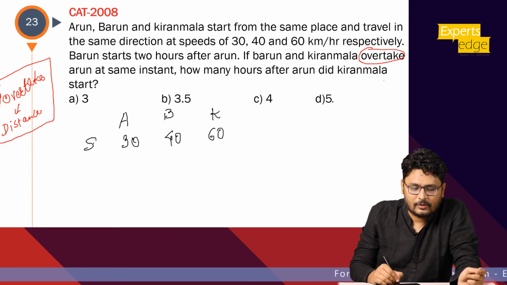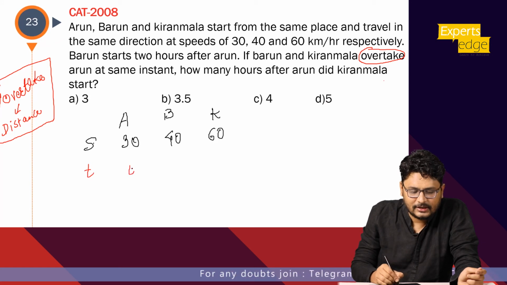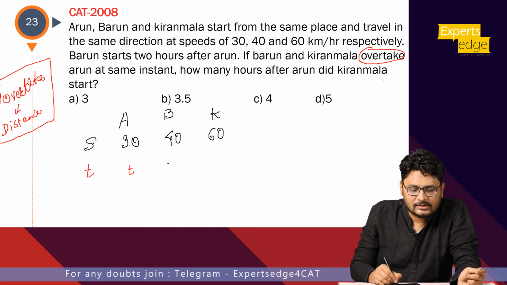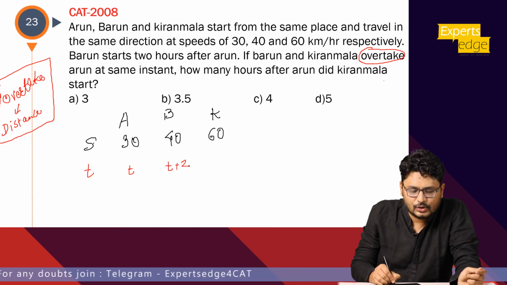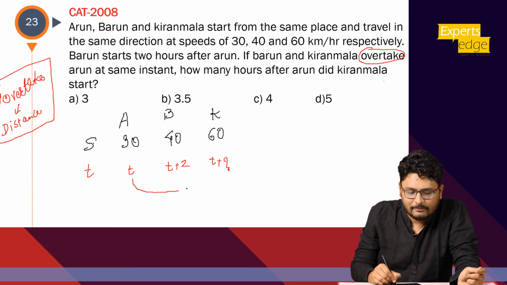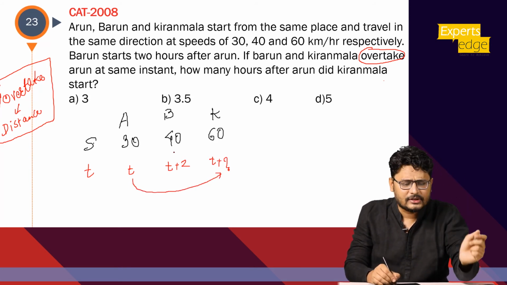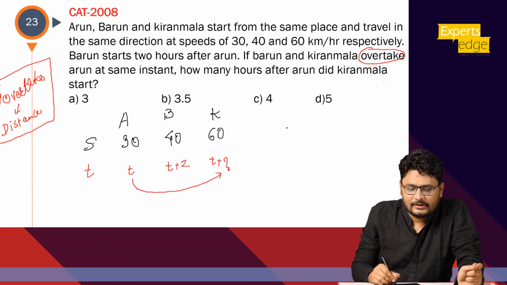And what has he said about time? If Arun takes t hours, Barun started 2 hours after Arun, so Barun takes t plus 2, and he is asking how many hours after Arun did Kiranmala start. So basically he has asked the gap between Arun and Kiranmala. This is what the question is asking. Now see what is the ratio of speed. I will just draw it here.